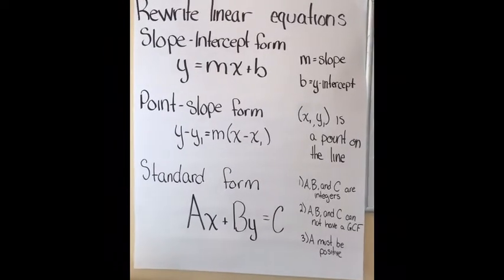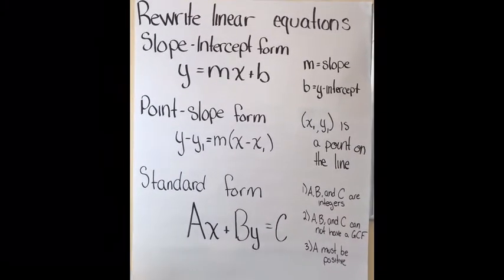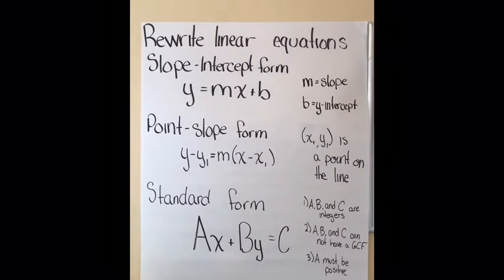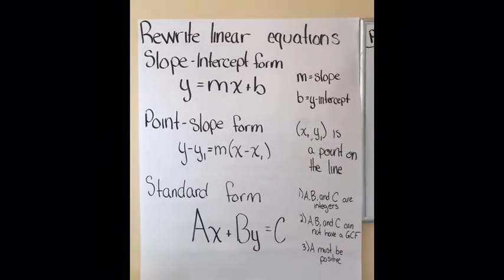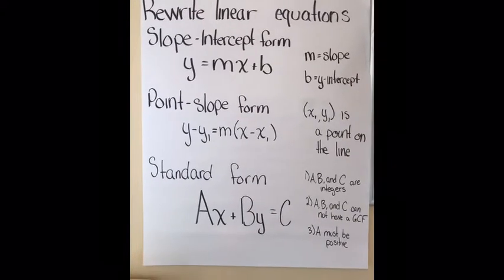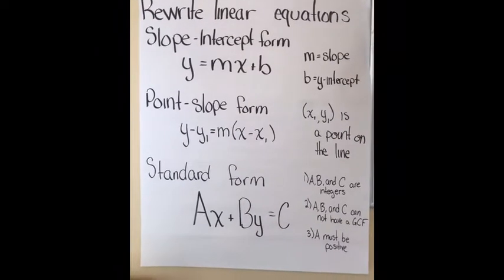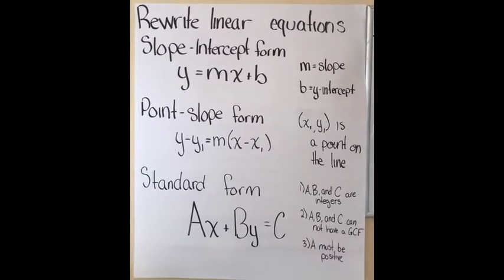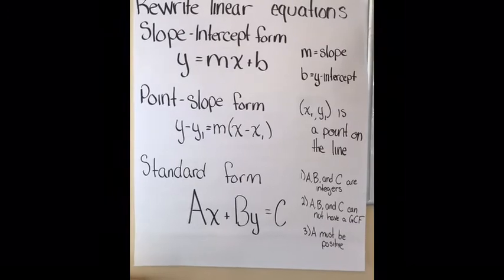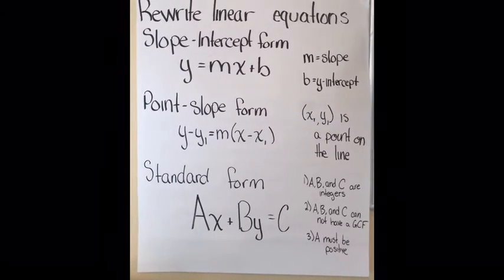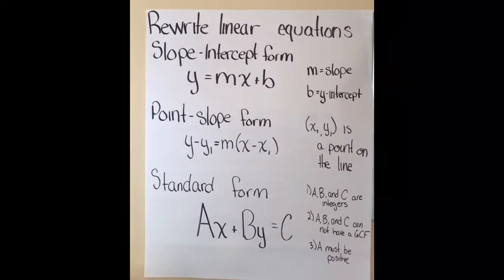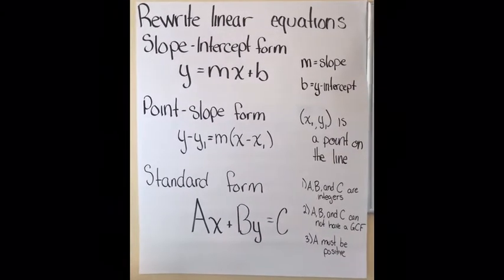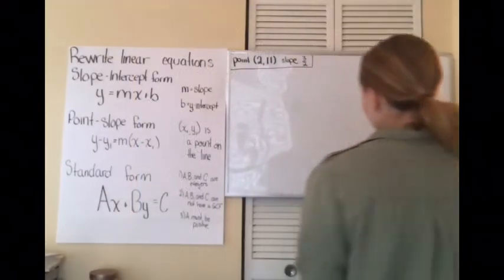Our point-slope form is y minus y1 equals m times x minus x1. And x1, y1 is a point on the line. Any point on the line will work. And our standard form is ax plus by equals c. And we have some rules. A, b, and c are all integers. A, b, and c cannot have a greatest common factor with all three of them. And a must be positive.